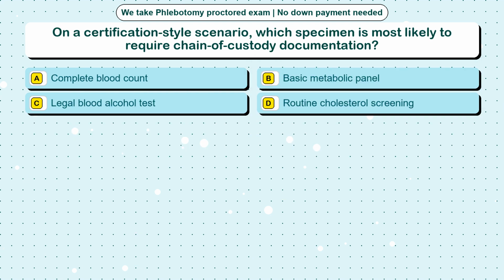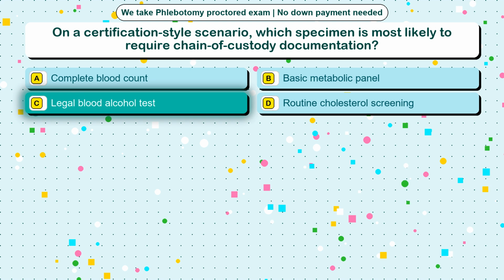Question 57. On a certification-style scenario, which specimen is most likely to require chain of custody documentation? Option A. Complete blood count. Option B. Basic metabolic panel. Option C. Legal blood alcohol test. Option D. Routine cholesterol screening.